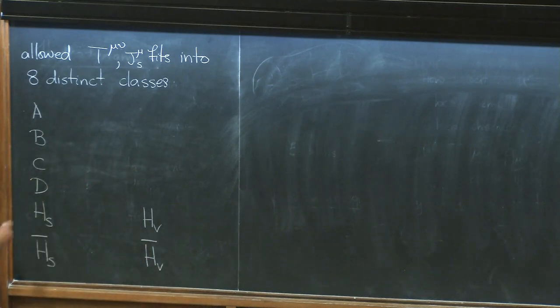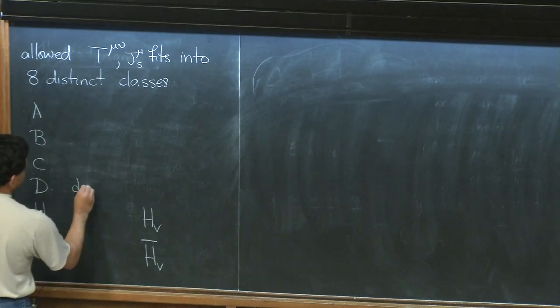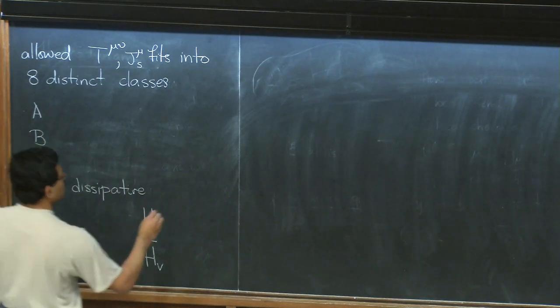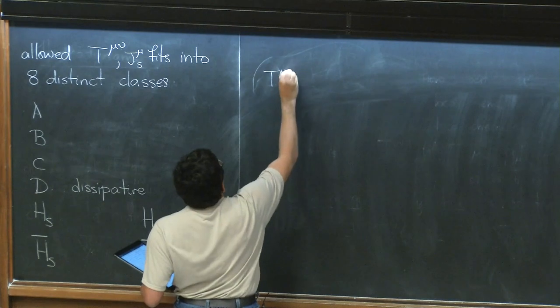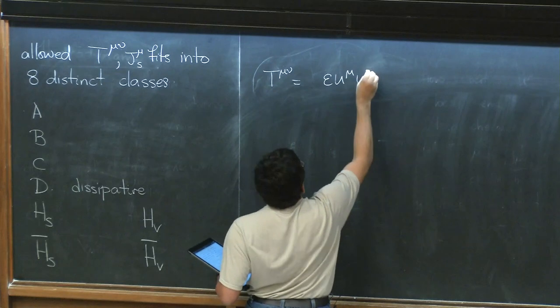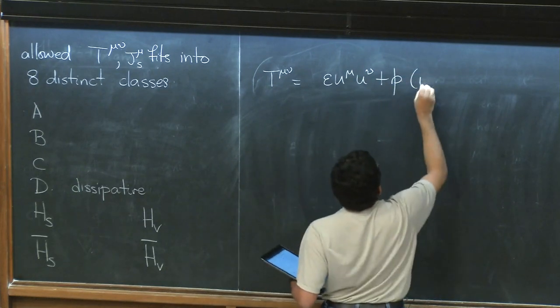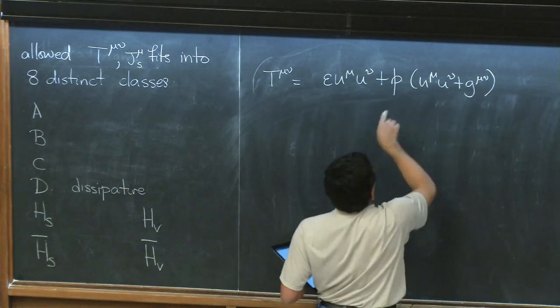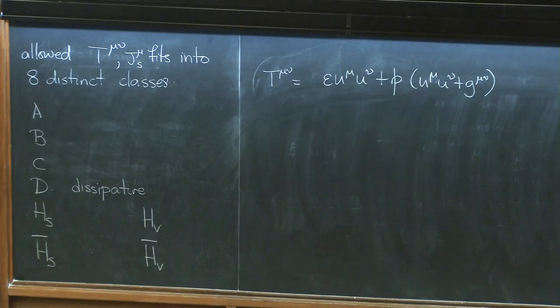Okay, so this is the class that we'd all be familiar with. So this is the class of dissipative data. And let me write an energy momentum tensor that you would usually write for hydrodynamics. So you write some energy density, you write some pressure, both of which you would get from this free energy. Energy density is just Legendre transform of the free energy. The pressure is basically the free energy itself.